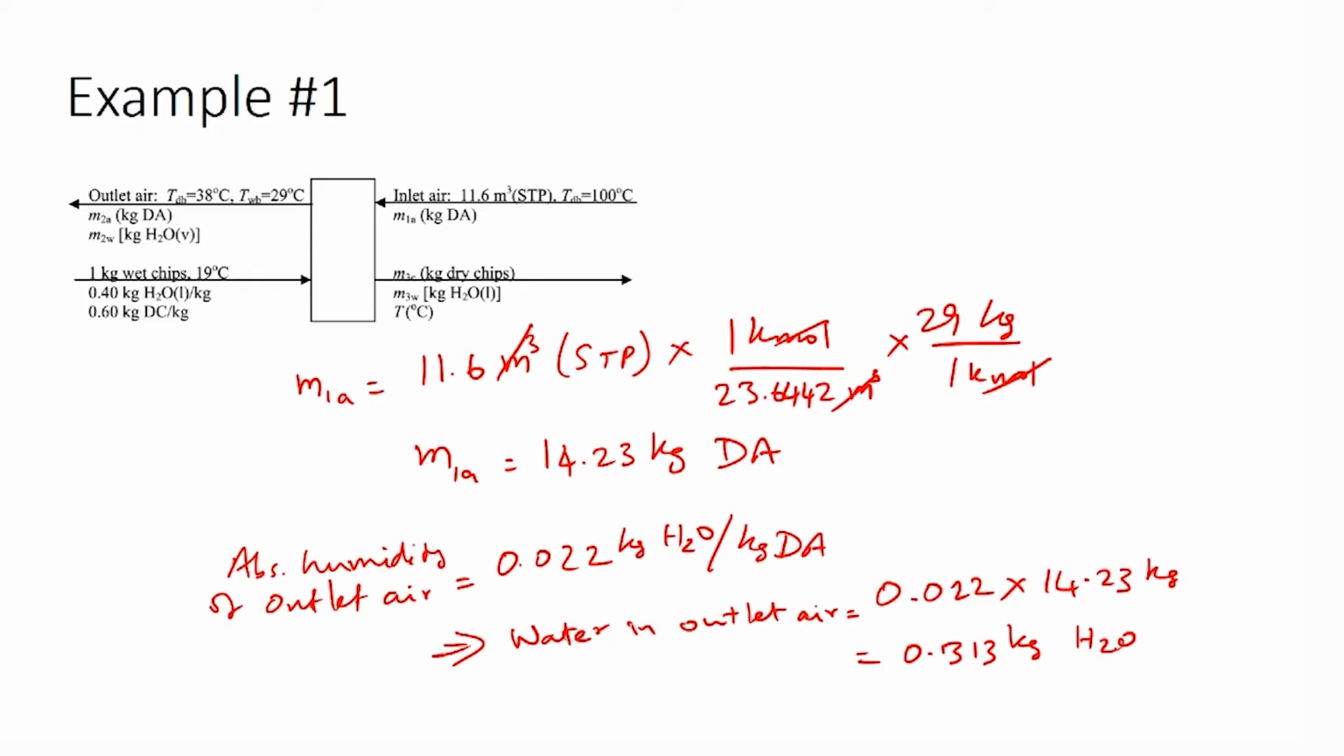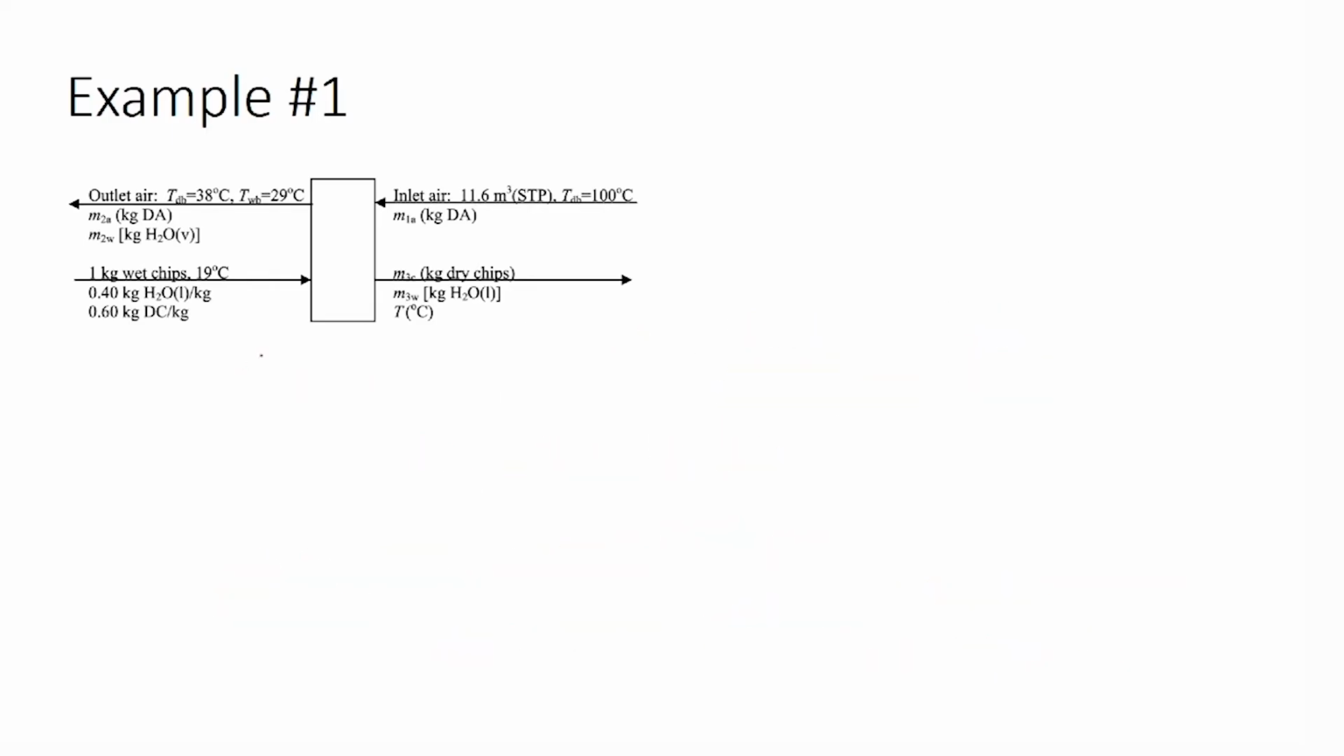We know that 40% of the mass of the wet chips which was coming in was water. So, using that we know 400 grams or 0.4 kilograms of water is entering into the system, and of which 0.313 is leaving with the outlet air. These are the masses of air and water entering and leaving the system through the streams. Now we can write a water balance. The water balance would be input equals output. Input is 0.4 and output basically has two streams.